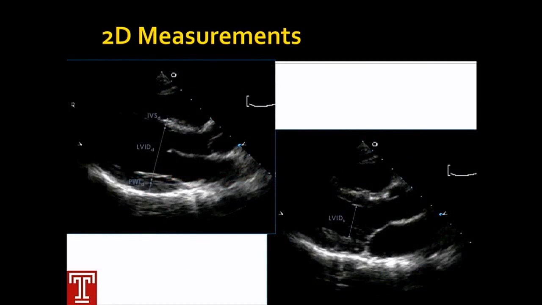The measurements should be made somewhere approximately mid-chordal level. They should be below the leaflet tips of the mitral valve, but certainly not as deep as the papillary muscles. I find that we run into some difficulty when you have a sigmoid septum, sort of a twisted septum where the septum bends down and in.